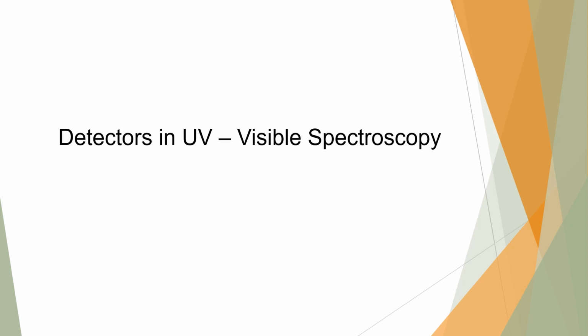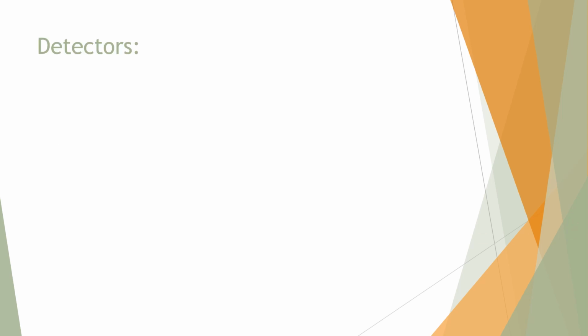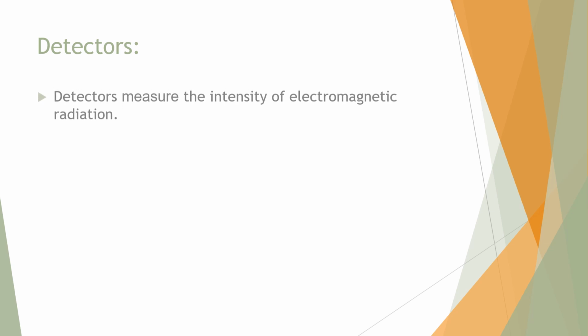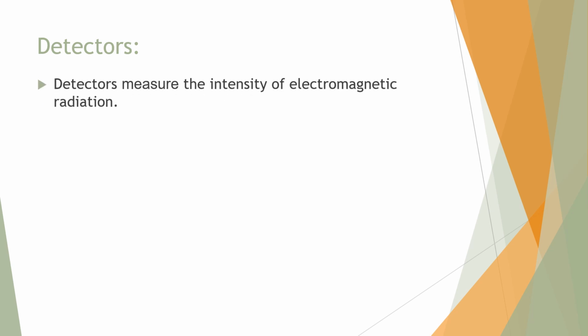Good morning, friends. In this video, we will study about detectors used in UV visible spectroscopy. These detectors measure the intensity of electromagnetic radiation. For this purpose, photoelectric detectors are used in UV visible spectroscopy.